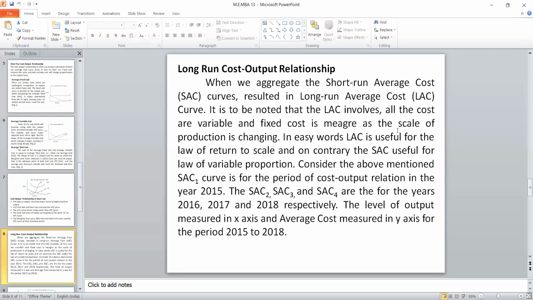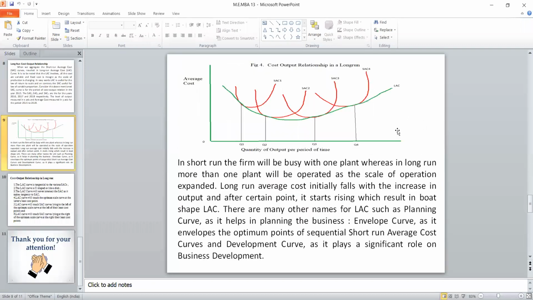The SAC1 curve for the period of cost output for the year 2015. SAC2, SAC3, SAC4 for the respective years 16, 17, 18 like that. So when we plot these SAC curves in a particular diagram, by keeping the output and the time on the horizontal axis and average cost on the vertical axis, you can have 4 or 5 SACs.